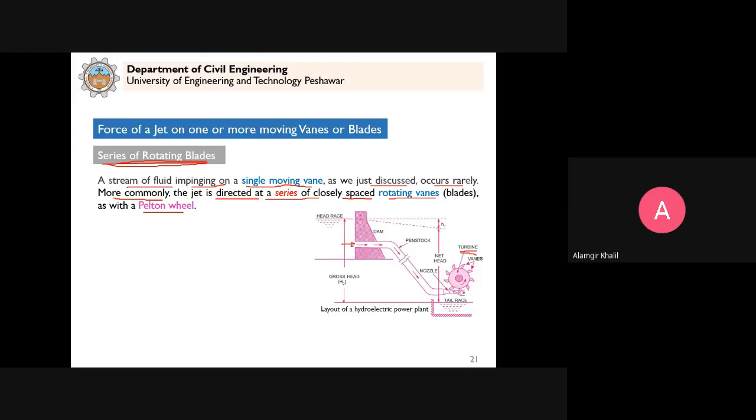The vanes are located at the periphery. The water is issued from this nozzle, and it strikes these vanes and pushes them in the u direction, and as a result this wheel rotates. This is an example of a Pelton wheel, an impulse turbine.